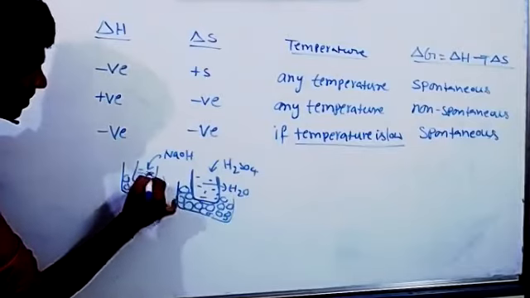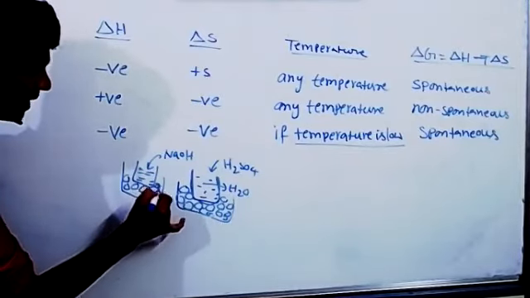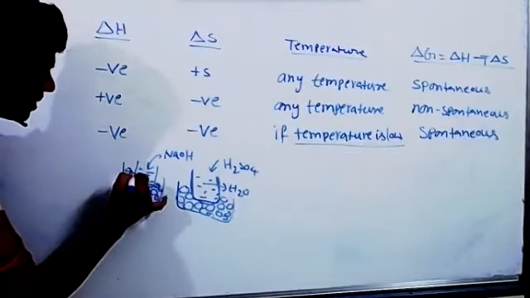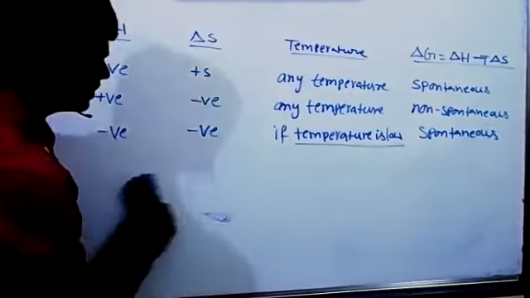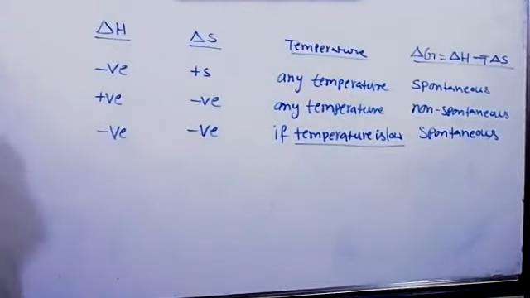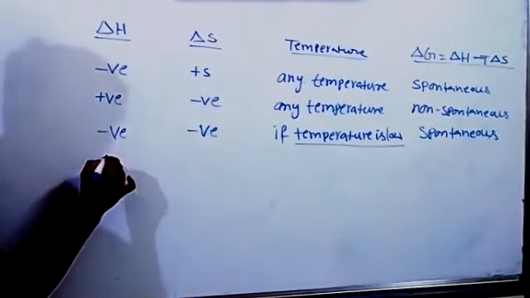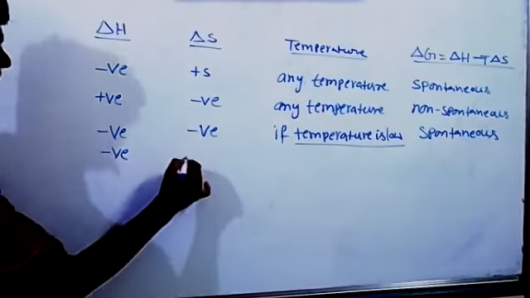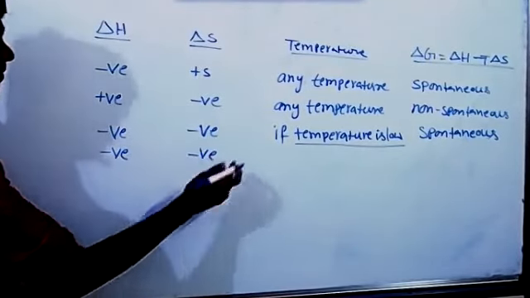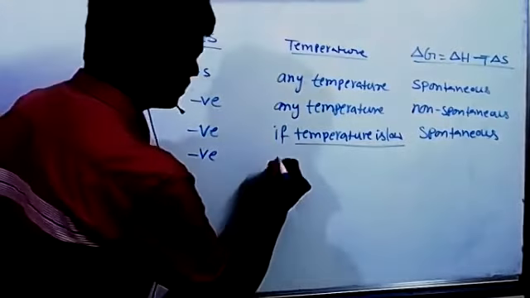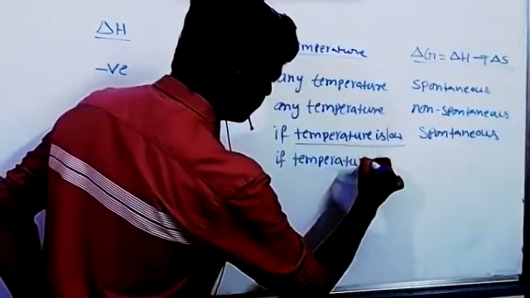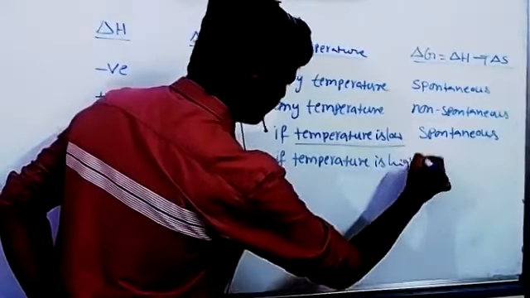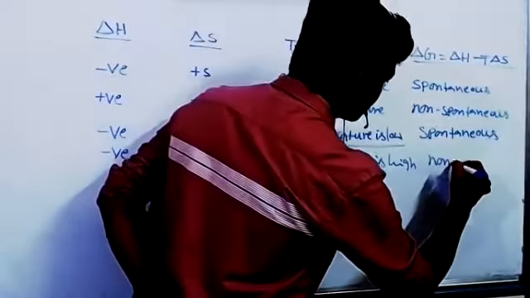This is also an exothermic process. Dissolution of NaOH in water is exothermic. To carry out this process smoothly, we need to maintain an ice bath. Okay, suppose same condition, this is negative, this is also negative. If temperature is high, then this becomes non-spontaneous.